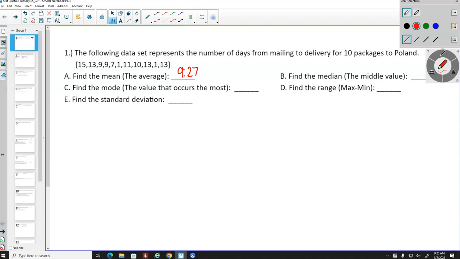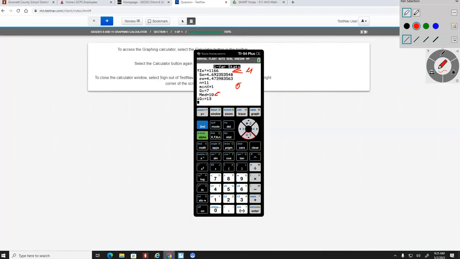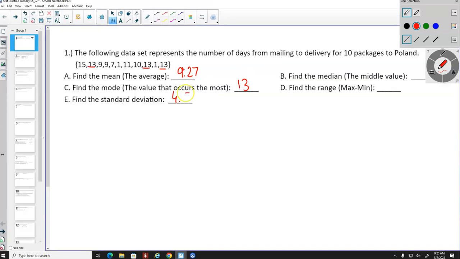Find the mode, which is the most occurred number. So I can see 13 repeats 3 times. Everything else repeats twice. So 13 is our most occurred number. Standard deviation was 4.47, so 4.5. And the median was 7.